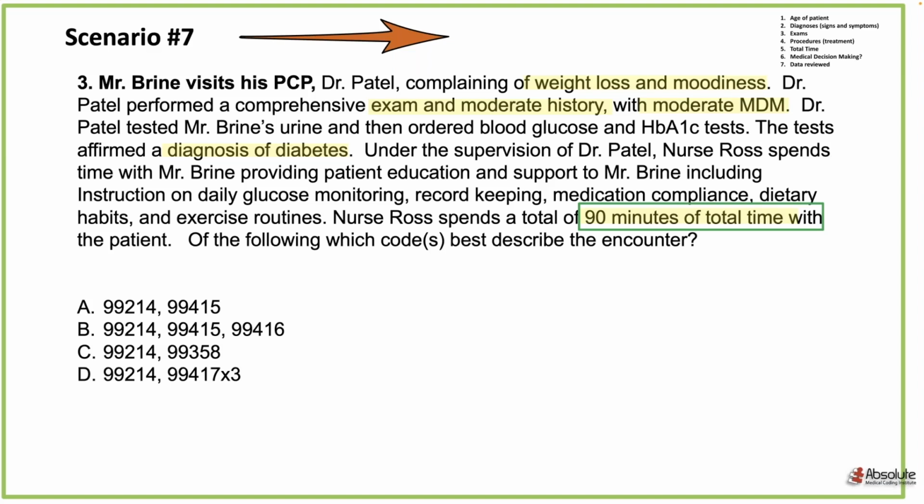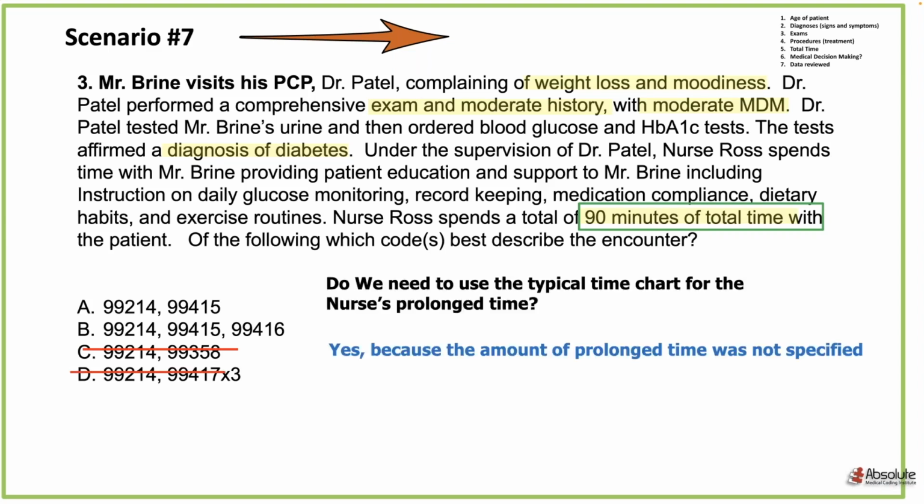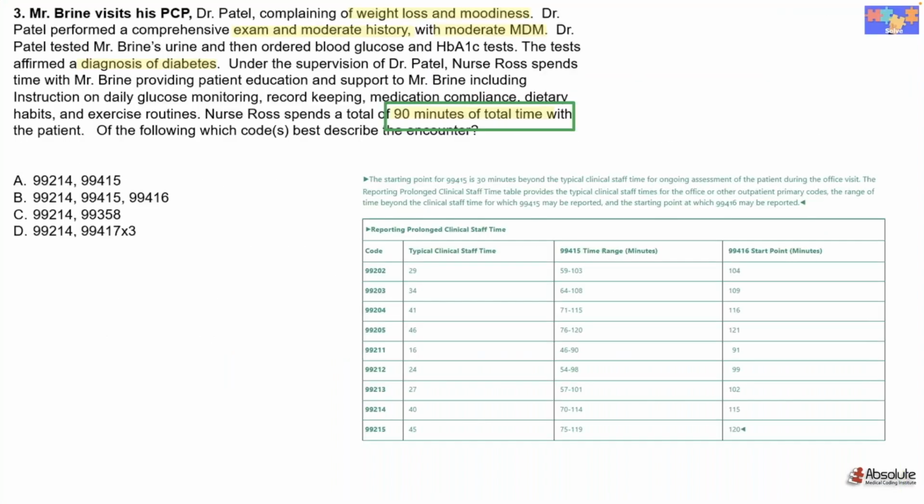Absolutely, we do. It's not prolonged time, it's total time. That keyword, prolonged, right? We don't know what it is, so we need that chart. Also, let's get rid of C and D. They're still wrong. And yes, we do need the chart because the amount of prolonged time was not specified. Now, let's go look at the chart. And I want you to go ahead and code it out.